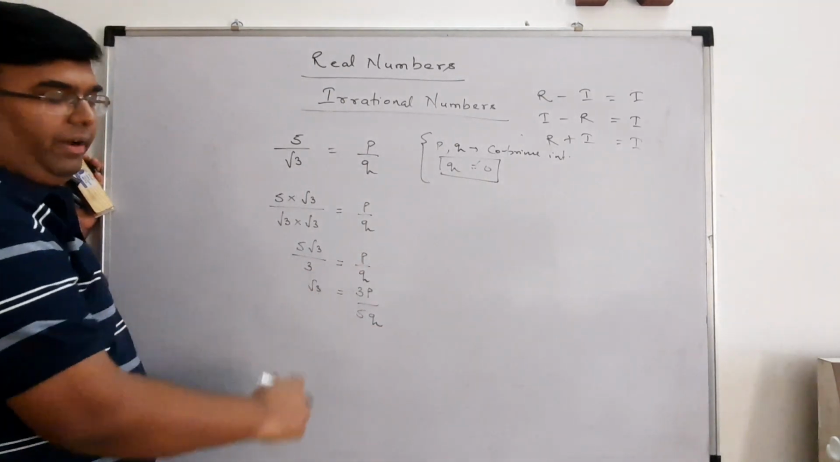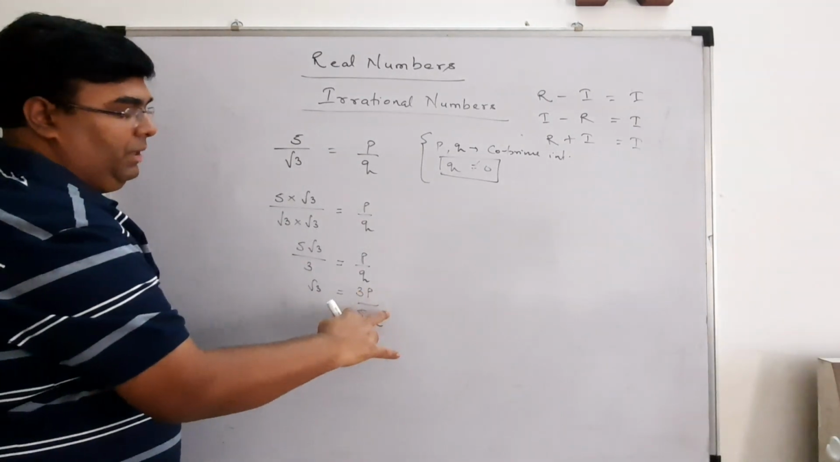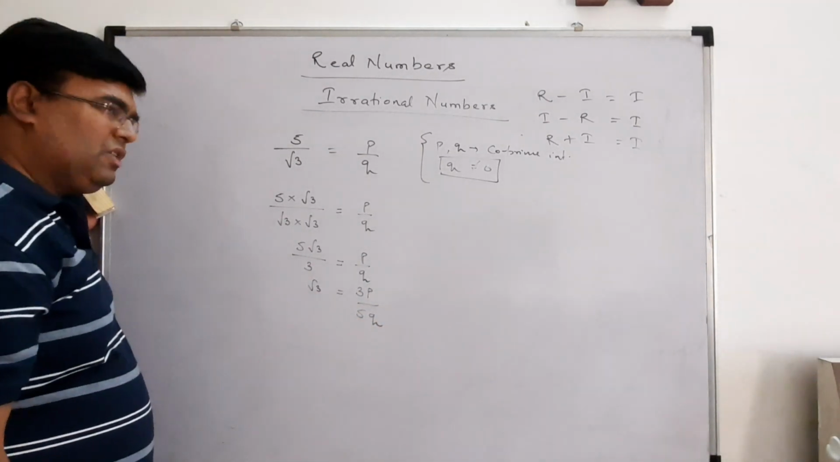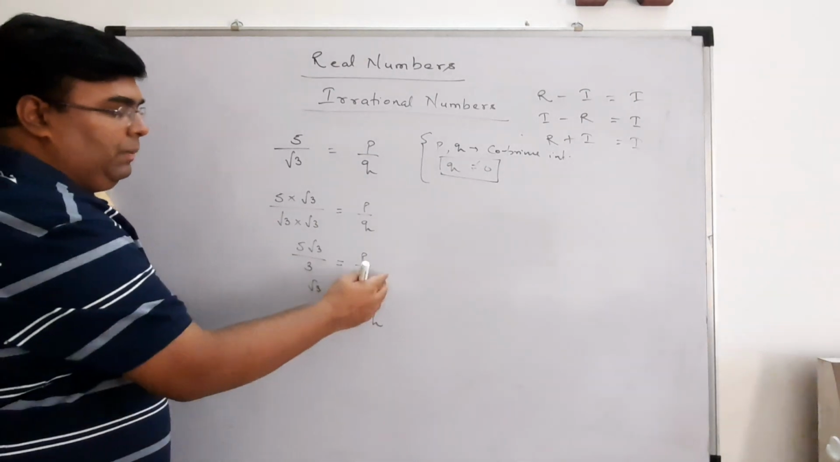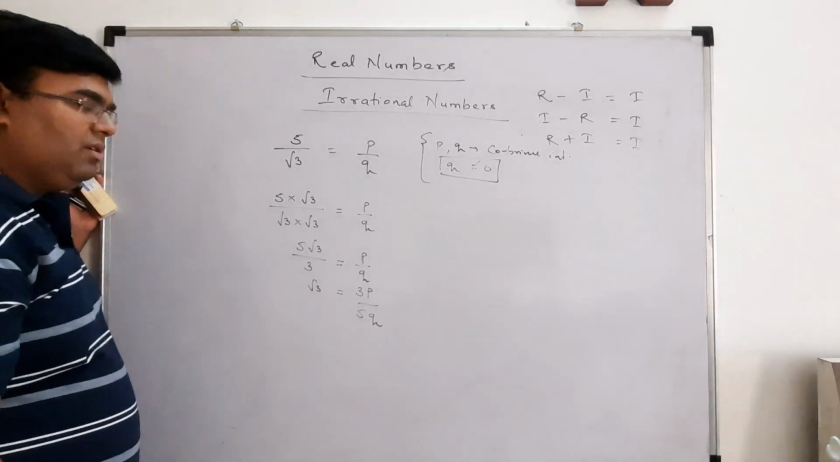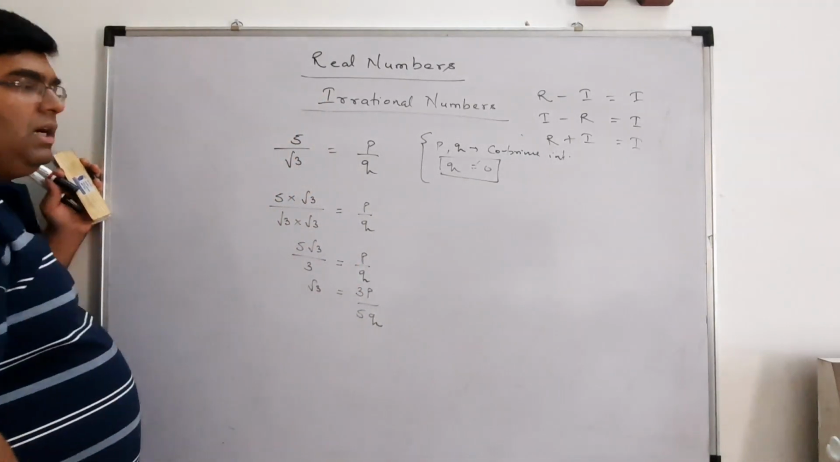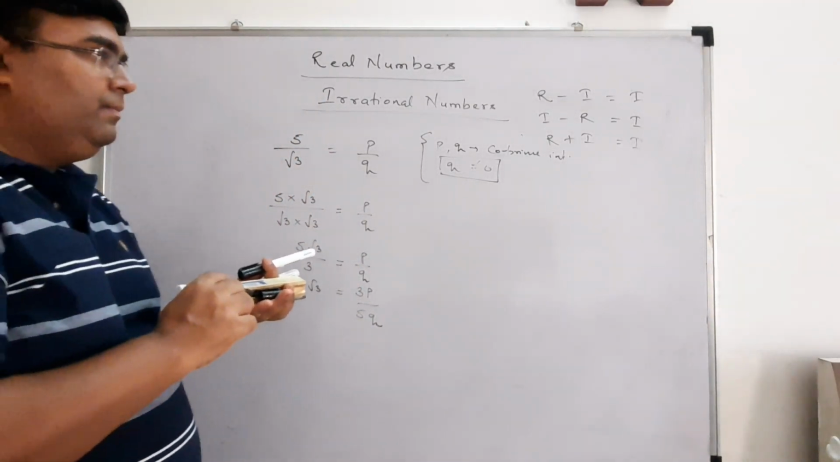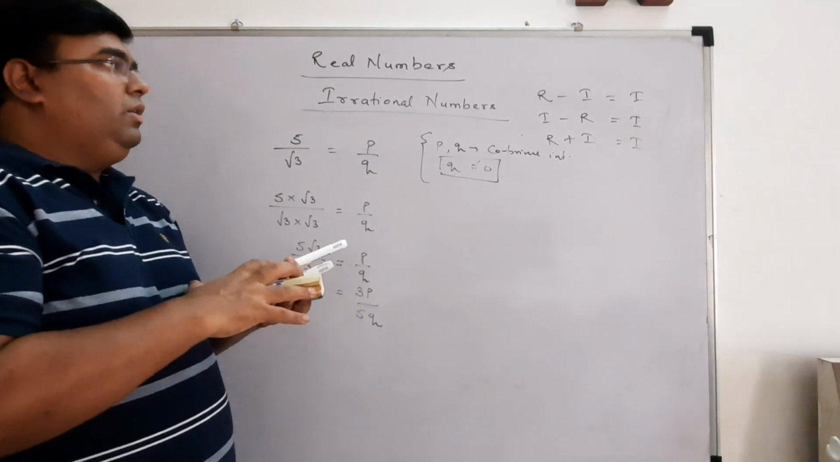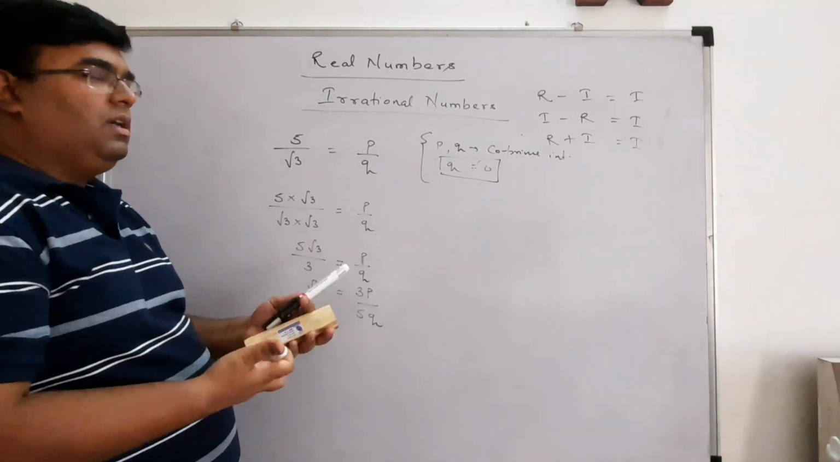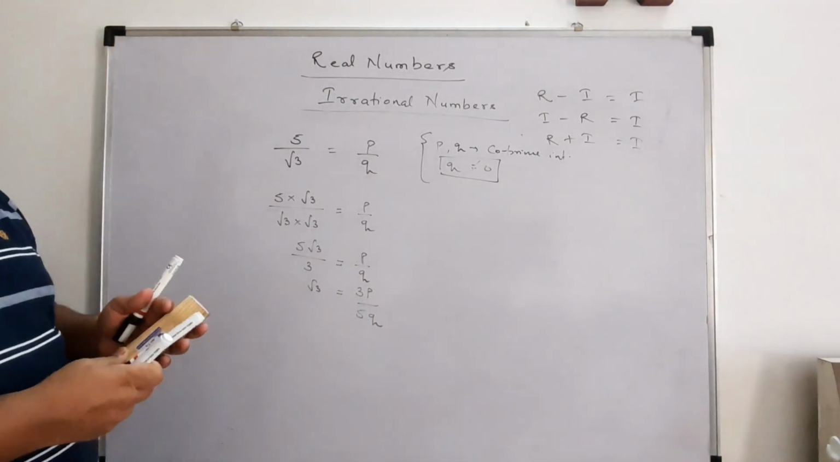Okay, now you can write that 3p and 5q both are integers, so 3p by 5q is also a rational number and root 3 is irrational, hence our assumption is again wrong. Okay, so you can try other questions which will come as prove that and other things.